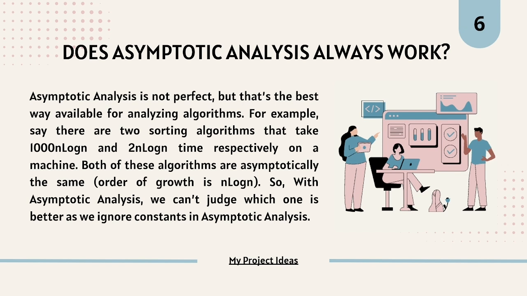So suppose one algorithm takes 1000 n log n time and one more takes 2 n log n time. Both of these algorithms are asymptotically the same because they take n log n, the constant we basically ignore. So the order of growth is n log n. So with asymptotic analysis, we cannot judge which one is better because we ignore the constants.